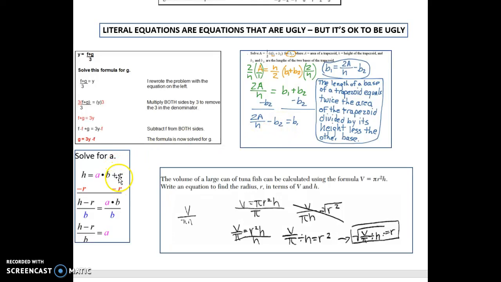In this problem, we want to solve for a. This one is a little bit easier. We subtract r from both sides, divide by b, and you're done. Again, the answer, a little bit strange looking, but works.